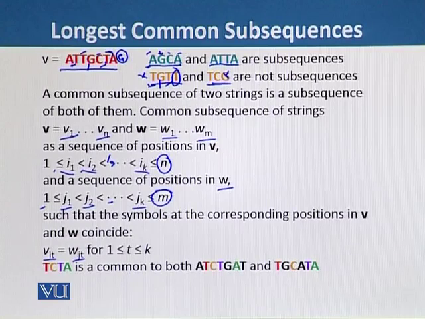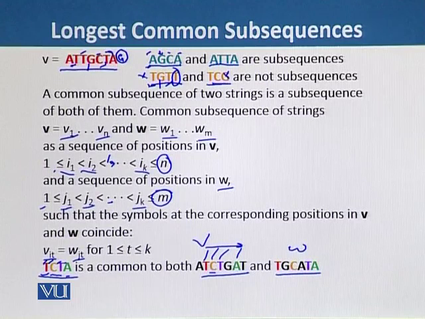We see here that TCTA is common to both this one and this one. Red is T, yellow is C, purple is T and green is A, so it is in order. Similarly, this is string V and this is string W, and in W we can also see T red, C yellow, T purple and A green. So this TCTA is a subsequence of both the V and W strings.